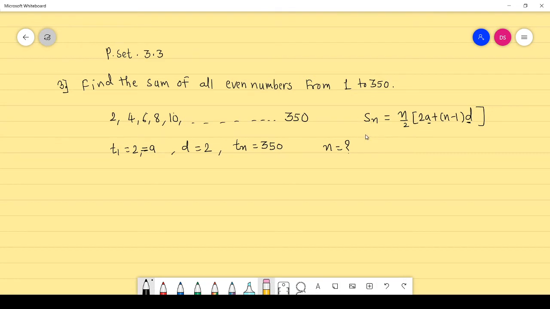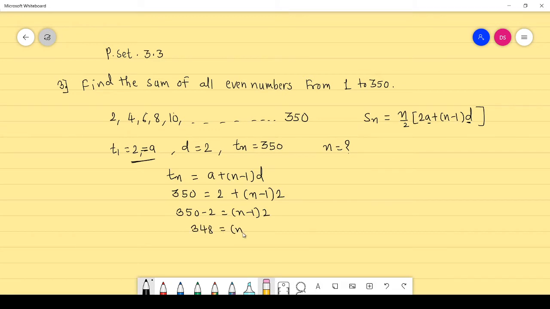So in order to find n, as I already explained in previous examples, we have the formula Tn equals a plus n minus 1 into d. Here Tn equals 350, the value of a is given as 2, plus n minus 1, where n we don't know, and d equals 2. So take the 2 to this side, so that becomes 350 minus 2 equals n minus 1 into 2. So 350 minus 2, that is 348, equals n minus 1 into 2.